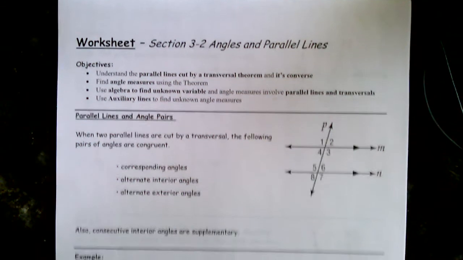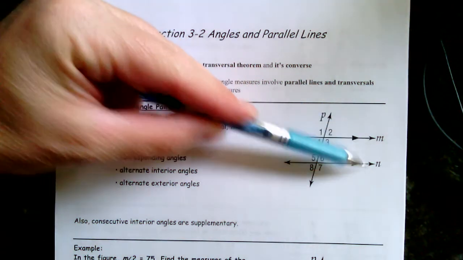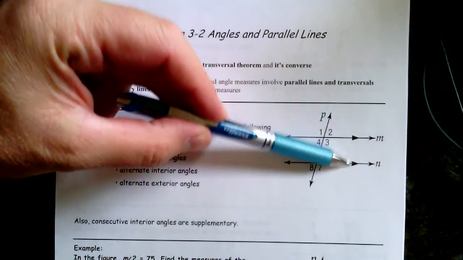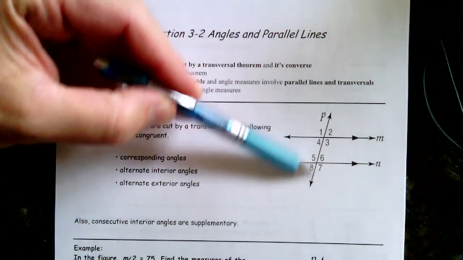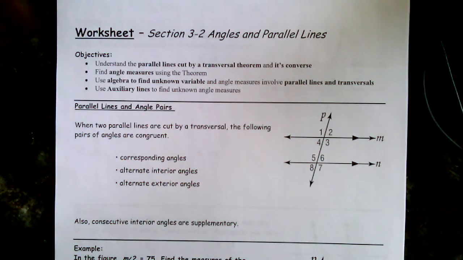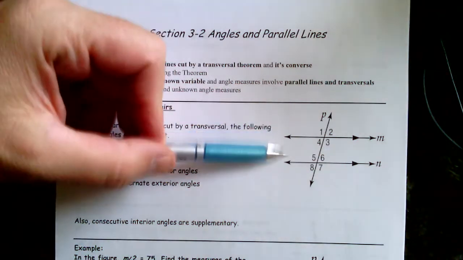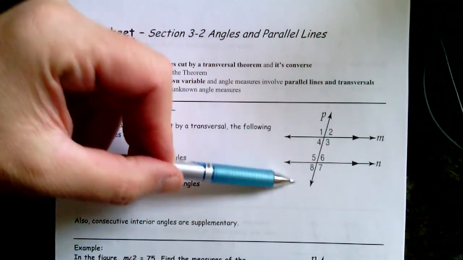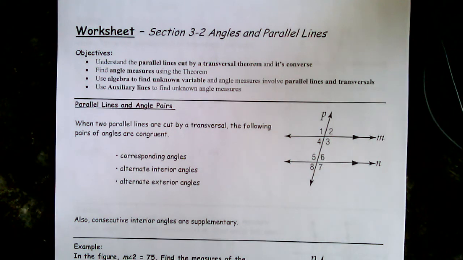Okay, so let's just go through a few things. M and N are parallel lines. These two marks indicate that they're parallel. Those are called chevrons, and line P is a transversal. In between the two parallel lines is the interior, and outside of the two parallel lines is considered the exterior.